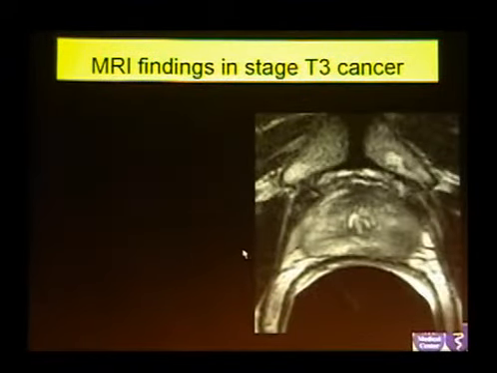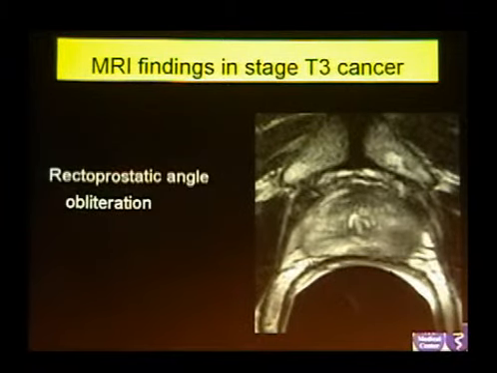This is a little bit more subtle, where you see also, again, low T2 signal areas here in the left and also a bit in midline. But you see here, this is what we call the rectoprostatic angle. So this is the angle that's between the prostate and the rectum. It should be a sharp angle containing fat. You don't see it on the left, so it's gone, it's obliterated. So this is also a sign of extracapsular spread of prostate cancer.